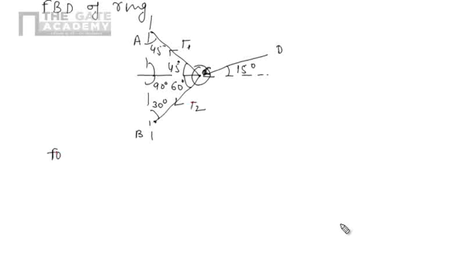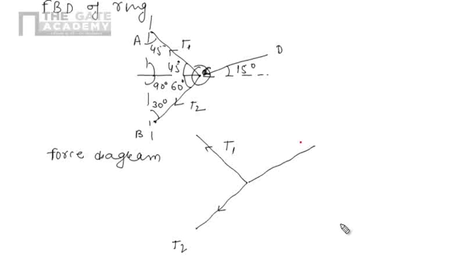I am drawing the force diagram and it will be more clear. The force diagram shows tension T1 in string AC, tension T2 in string BC, and in CD the tension will be equivalent to the load because it is a continuous string. The load here will be 30 into 9.81. This will be the tension in this string DC.